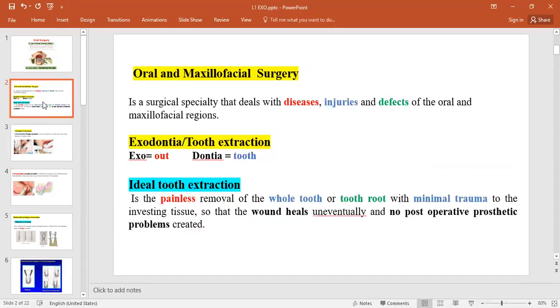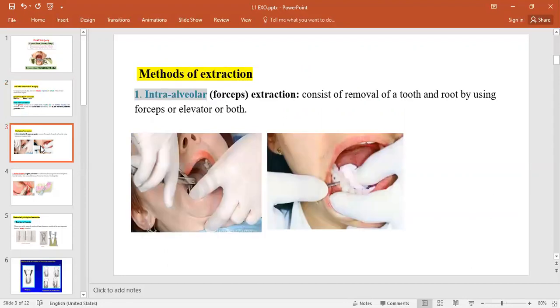We have now the methods of extraction, how we extract the tooth. We have intra-alveolar, or in other words, forceps extraction. In this, we remove the tooth or the root using forceps or elevator, or both of them. So as you see here, we use forceps, and here an elevator to luxate the tooth prior to the use of forceps.